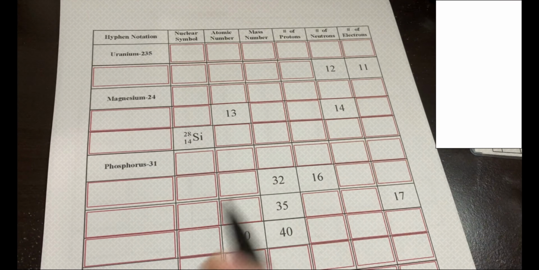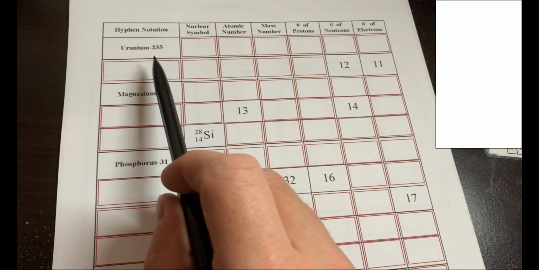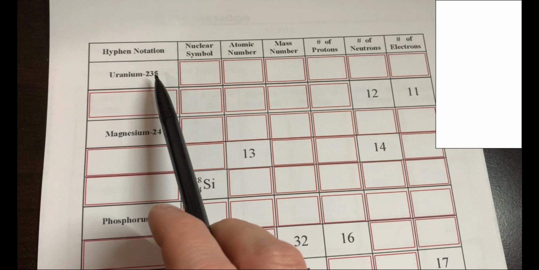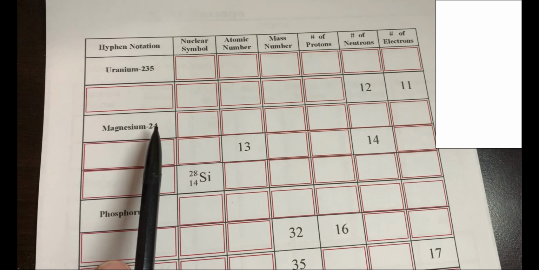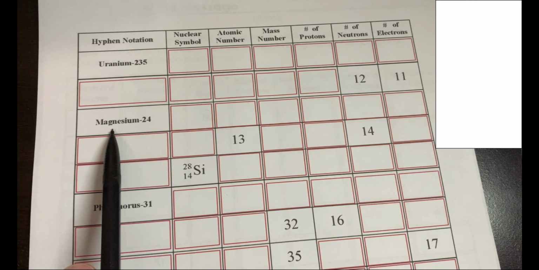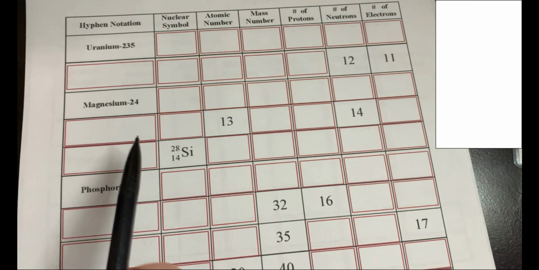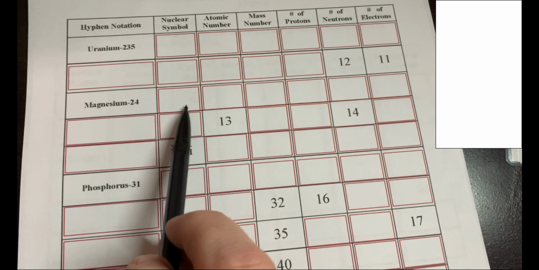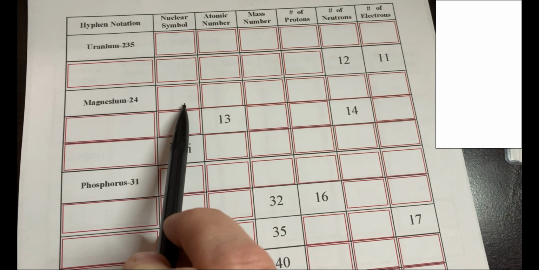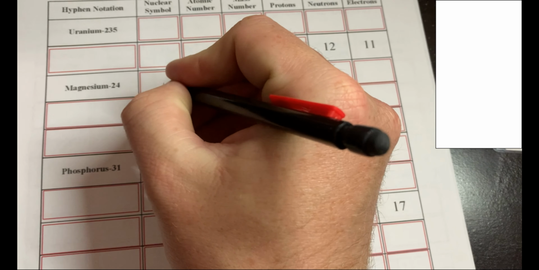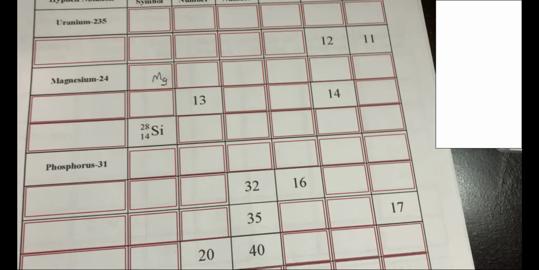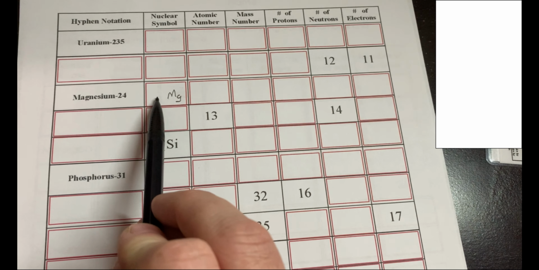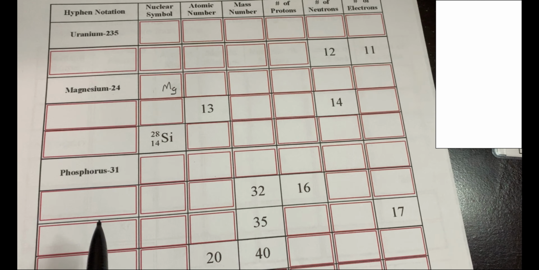Okay, so this is my first page of notes here. Uranium-235, I feel like we've already done uranium enough, so I'm going to not do that one together with you. Let's do another one. Let's start with magnesium-24. The first thing I'm going to do is fill out the symbol of my element, because that's something I can just look up. So magnesium is Mg. Now I know I'm going to have to put numbers here. I just don't know what those numbers are yet.